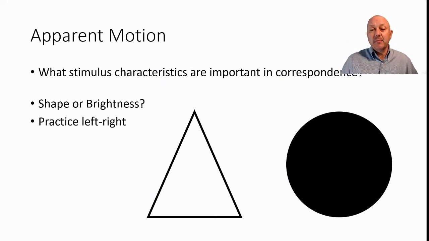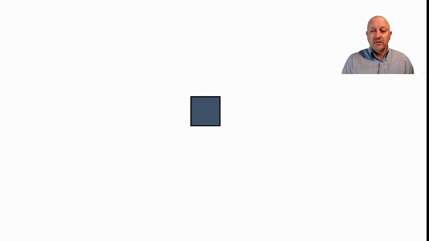And so when we think about the computational approach to vision and answer the question of the correspondence problem, what stimulus characteristics are important in correspondence? Shape or brightness. So we have two shapes here, right? We have a triangle and a circle, and the triangle is light in brightness and the circle is dark. All right, so let's see. Now we have a square, right? And all I want you to do as quickly as you can, when you see it move, say either left or right. You need to do it in your head because we're not in a classroom. But all right, so 1, 2, 3.